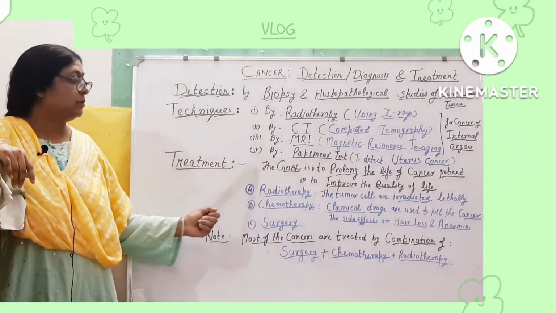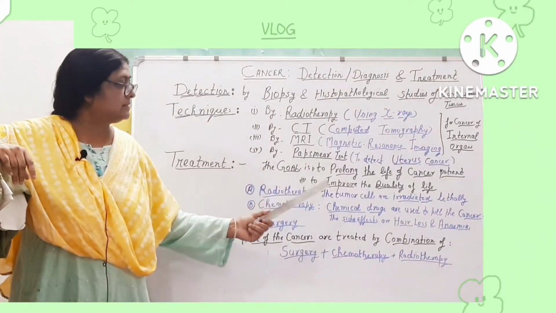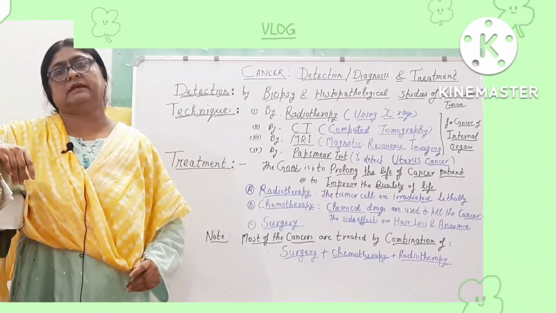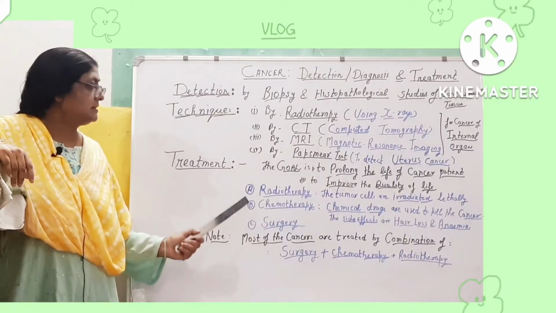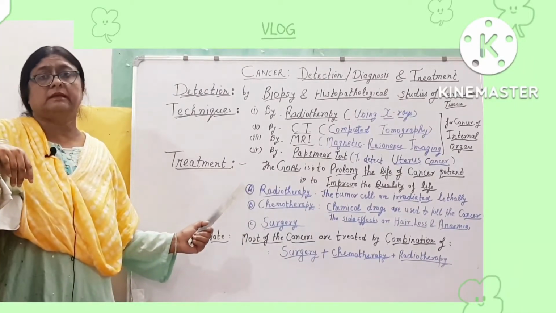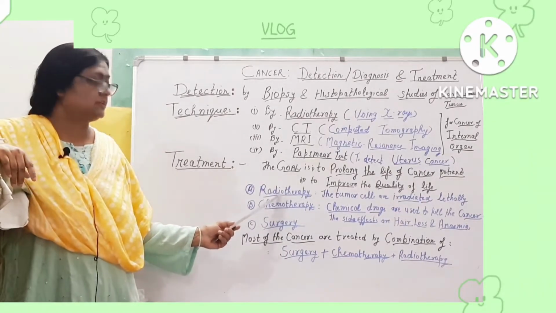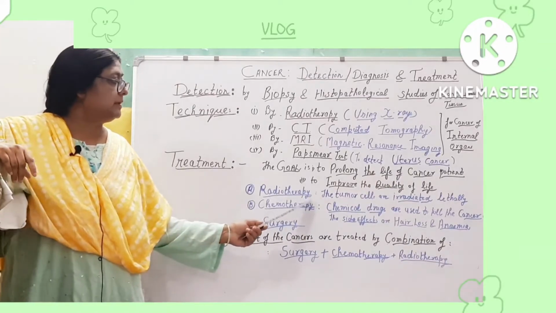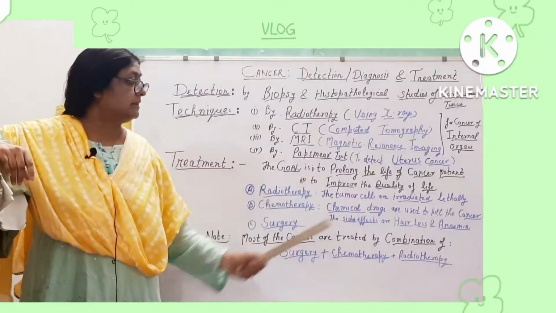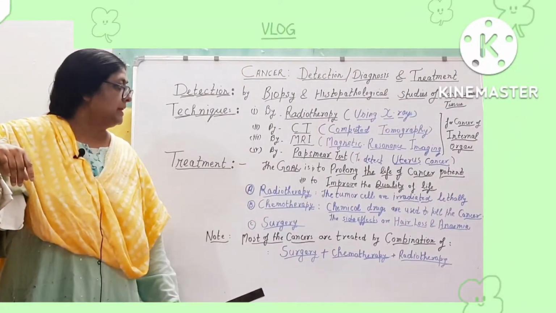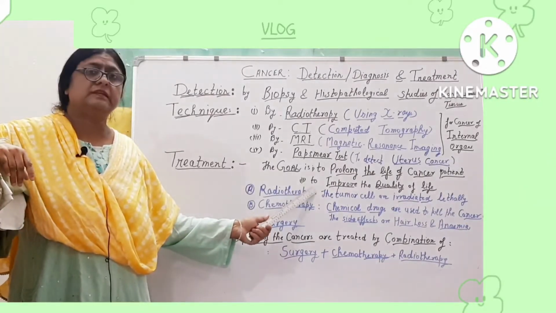I have told you the goal of treatment, that is to prolong the life of the cancer patient and to improve the quality of life of the cancer patient. Here are the methods of treatment which are used in the entire world for treating patients of cancer. The first is radiotherapy. Here the tumor cells are killed or irradiated lethally by radio rays, so that the patient feels some relief.